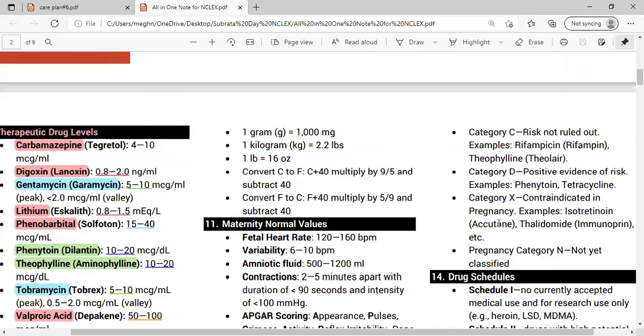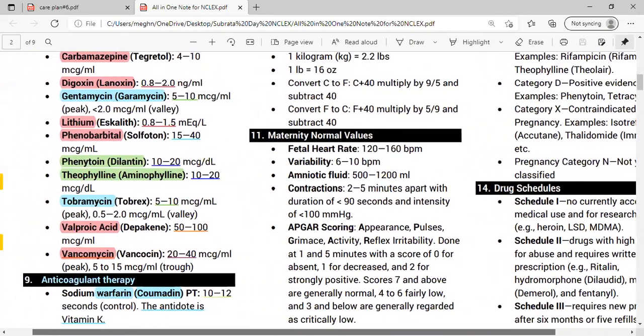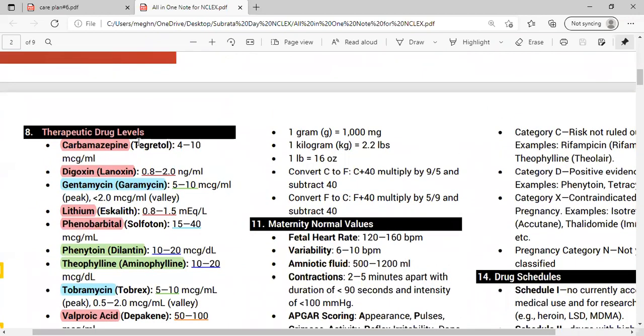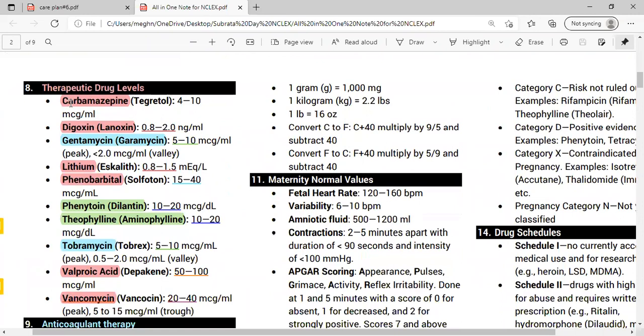And next, therapeutic drug levels. Carbamazepine is normally 4 to 10. If carbamazepine is less than 4, it does not work. If carbamazepine concentration is more than 10, it would be poisonous. Digoxin, another name is Lanoxin, 0.8 to 2.0. Digoxin is a drug we use for cardiac failure or heart patients.